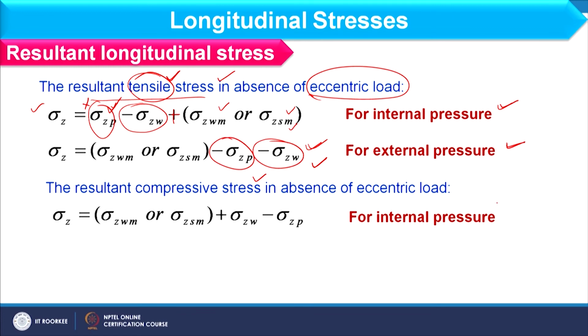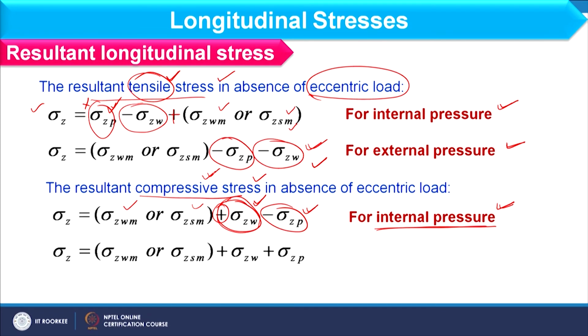So, when I am having the internal pressure, the stress generated due to wind or seismic will always be positive, as we have discussed previously. Sigma zw is basically stress generated due to dead load. Okay. So, it will be compressive, and we are considering compressive stress also. So, this will be positive, right. And sigma zp in internal pressure, this internal pressure will try to expand the shell, right, and therefore, it will create tensile stress, and therefore, it will be considered negative when I am considering resultant compressive stress.